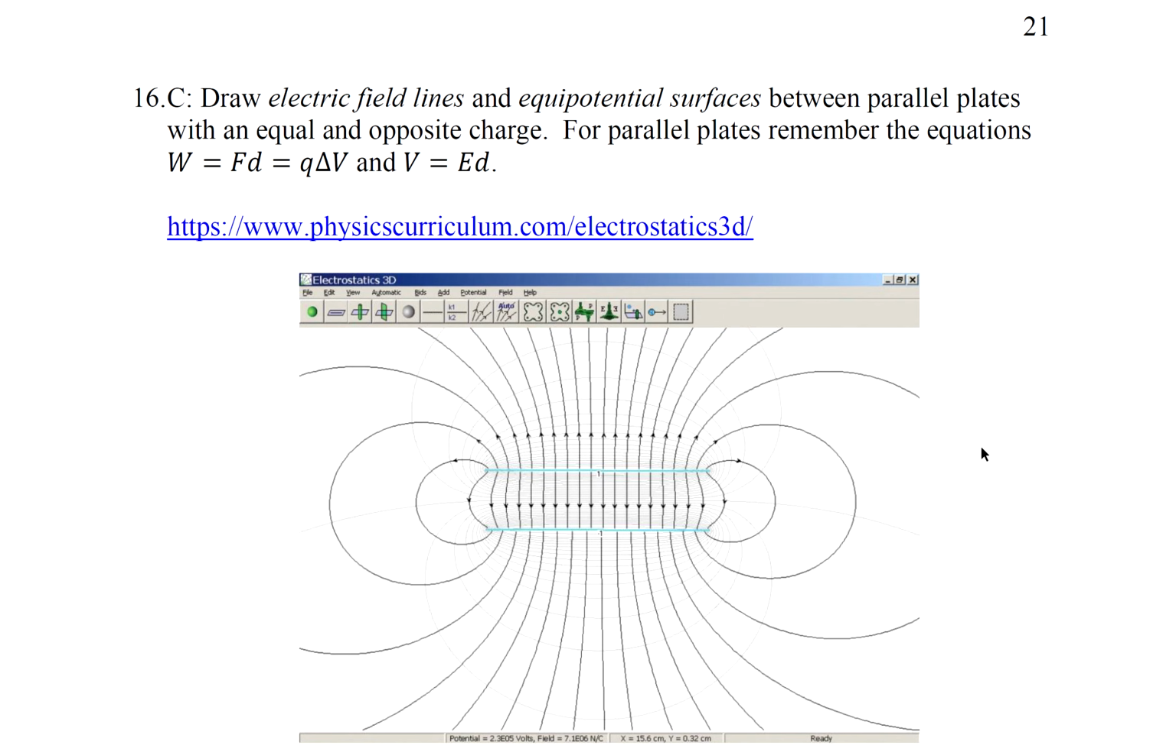Question 16. Draw electric field lines and equipotential surfaces between parallel plates with an equal and opposite charge. For parallel plates, remember the equation V equals Ed. Okay, so here we go. We have a positively charged plate and a negatively charged plate, and between the plates the electric field lines go from positive charge to negative charge. Outside the plates you see it moves up from the positive charge, all the way down, and then back up to the negative charge. And those light gray lines you see are equipotential surfaces.